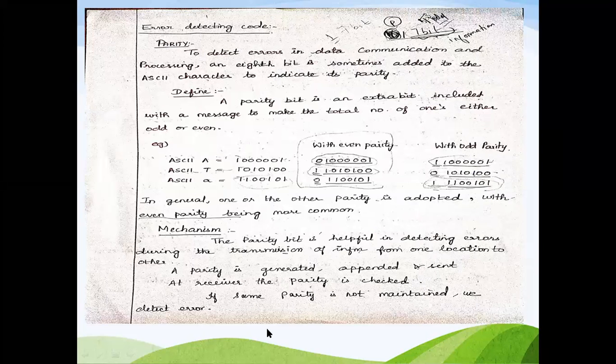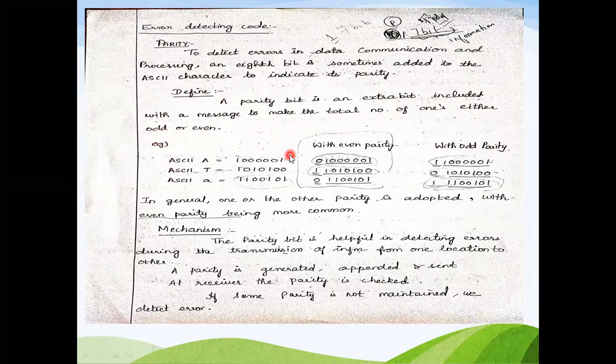So next we are going to discuss error detecting codes. In this we are mainly going to focus on parity. The total number of ones present in the number defines the parity. A parity bit is an extra bit included with a message to make the number of ones either odd or even.